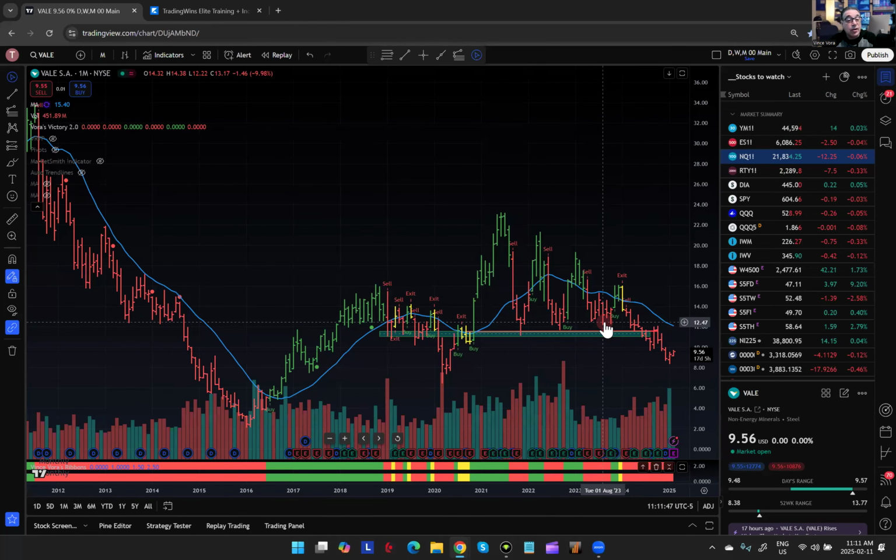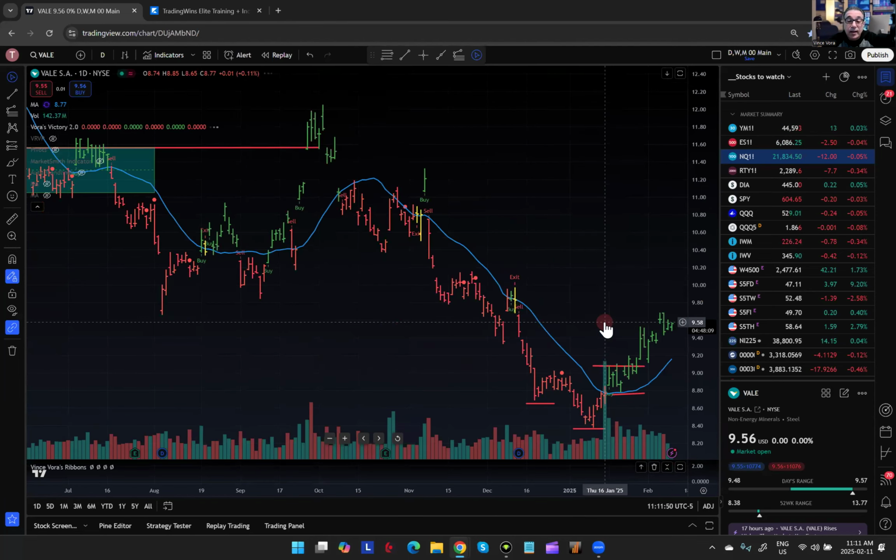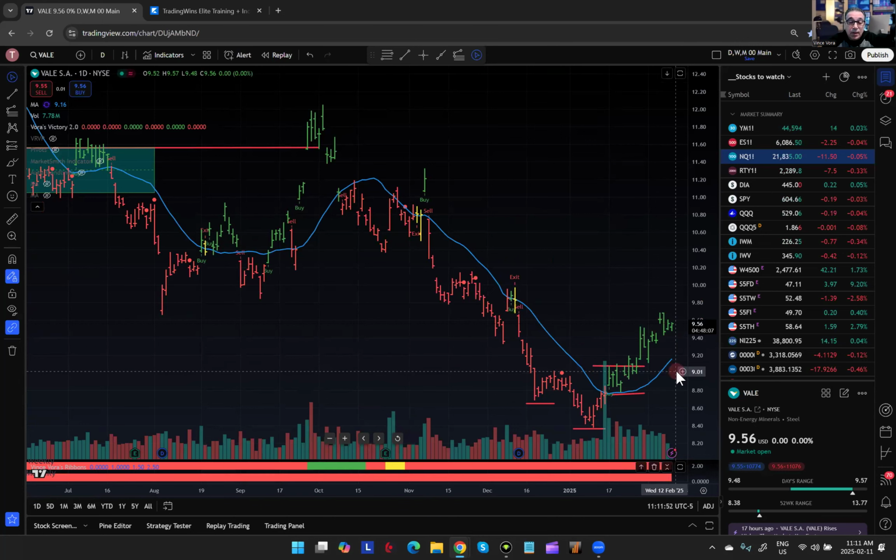So what I would actually look for here, I'd go back to the daily and hope that this collapses here and closes back below the 20 and gives us a sell signal. Then all three time frames would be aligned to the downside and we could short this, okay? But if you're looking for a long, it is a little early here on Vail.